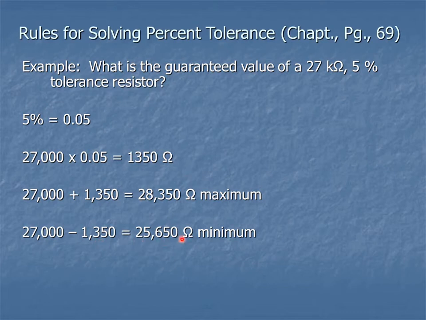Now what does it mean? It just means that even if it is mentioned that this will give 27 kilo ohm, it will not be exactly 27 kilo ohm. Instead, it will be anything within this range. It can go as low as 25,650 or as high as 28,050.